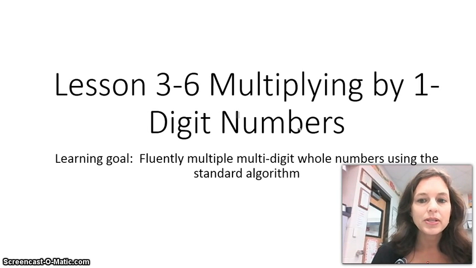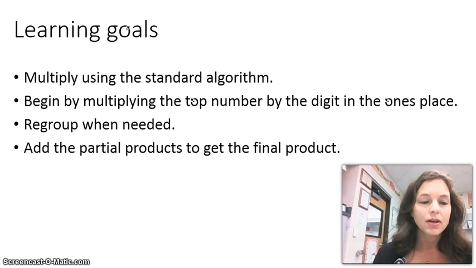Right, this is lesson 3.6, multiplying by one-digit numbers. Our learning goal is to fluently multiply multi-digit whole numbers using the standard algorithm. Write these learning goals down. You want to be able to multiply using the standard algorithm. That means the normal way we multiply.